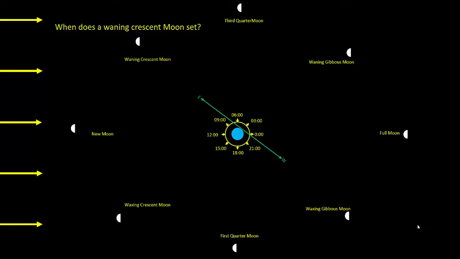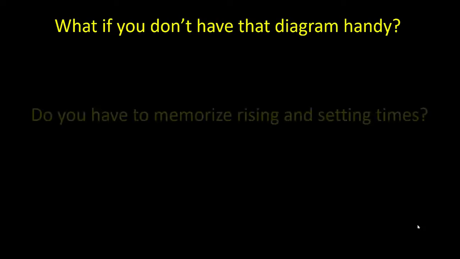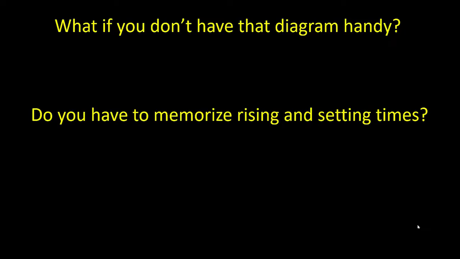When does that waning crescent moon set? At 1500 hours, 12 hours after it rose at 3. Now, what if you don't have that diagram handy? If you are, say, taking a test and you're not given that diagram, do you have to memorize those rising and setting times? No, you don't. And I'll show you why.